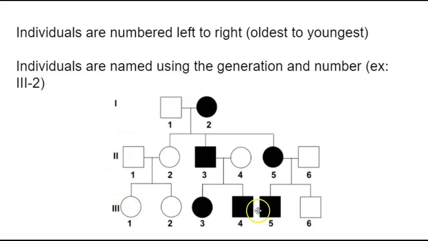When we refer to these individuals, we're going to refer to them by their generation and their number. So if I want to talk about this one, it would be 1-1, and we'd use this Roman numeral, put a dash and a 1. If I want to talk about this individual, it would be 2-3, and the 2 would be written in Roman numerals.